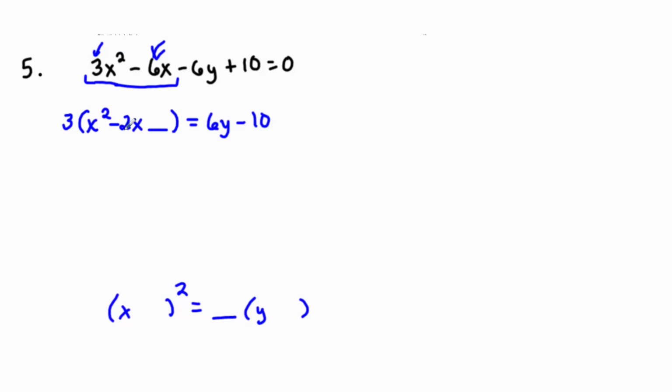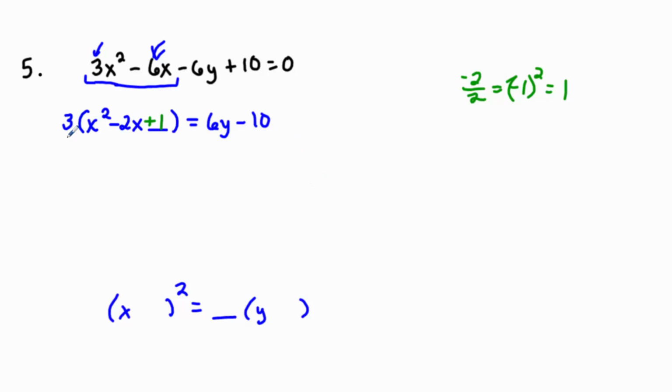Now, when we complete the square, we take the number in front of x, we half it, and we square it. And so negative 2 divided by 2 is negative 1. When we square it, we put it in parentheses, so that's a positive 1. I put a plus 1 here, but I have to keep my equation balanced.